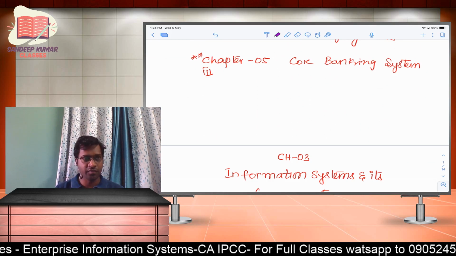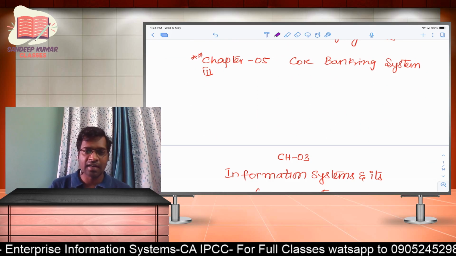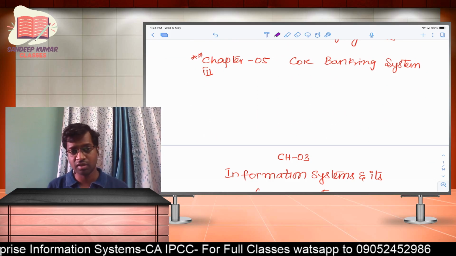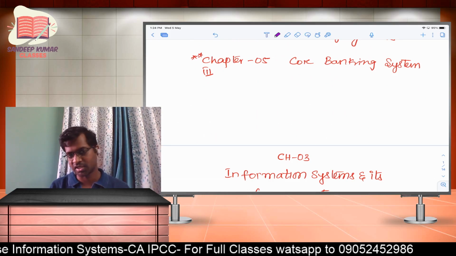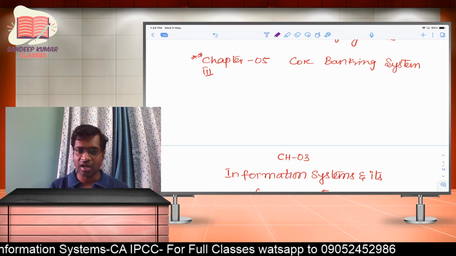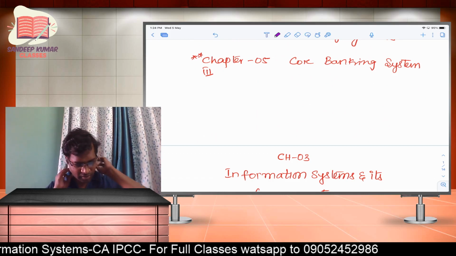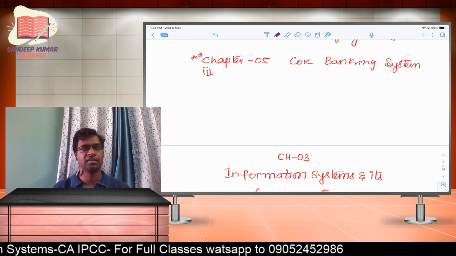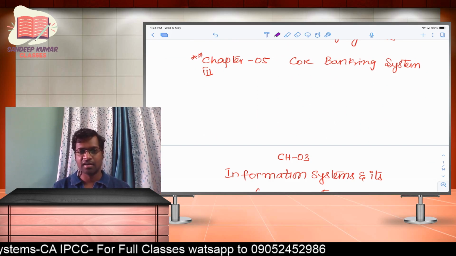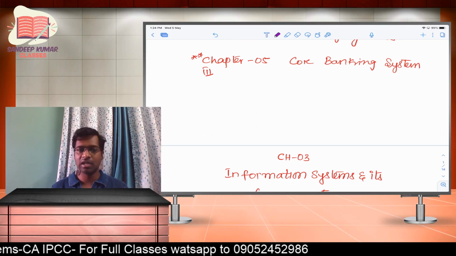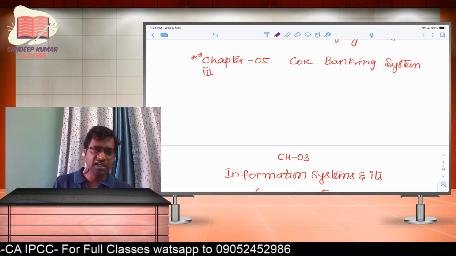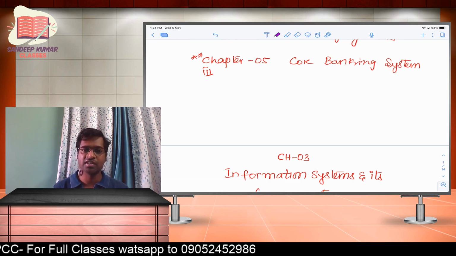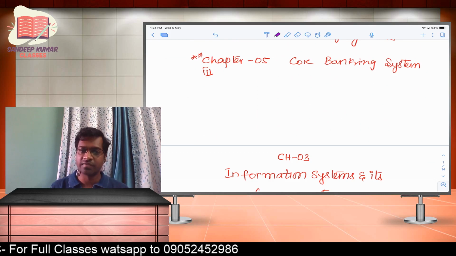Earlier, in the old syllabus, we used to call this subject information technology, and a frequently asked question was, sir, how exactly will this information technology be helpful? I used to tell them that it is just a basic understanding about computers and all that, but it is not so helpful in our careers. But thanks to ICAI, they have revamped this information technology and converted it into enterprise information systems.